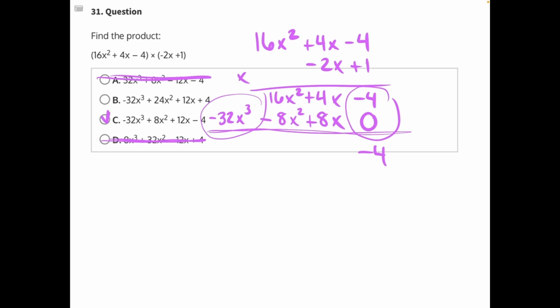-4 plus 0 would give us -4. 4x plus 8x would give us 12x. 16x squared minus 8x squared would give us a positive 8x squared. And then there's nothing to combine with negative 32x cubed. So once again, this polynomial matches answer choice C.